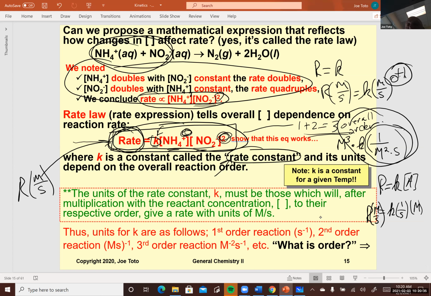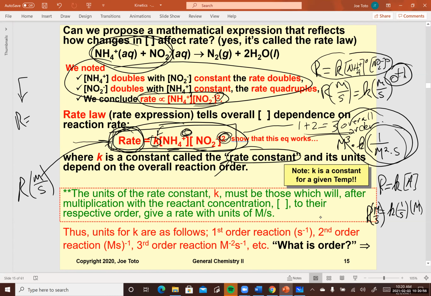And so I would write that rate law for 0th order as ammonium to the 0th and nitrite to the 0th, but anything to the 0 is what? One. Yeah, so they're just 1. So that means the rate for a 0th order reaction equals K.